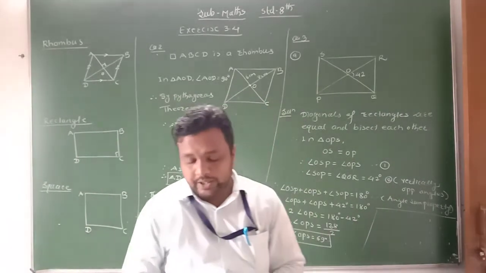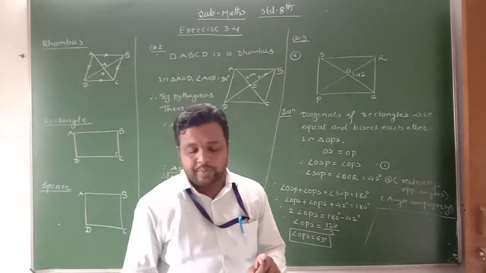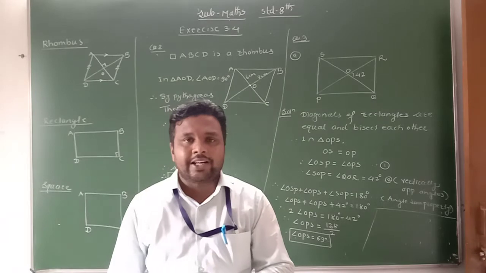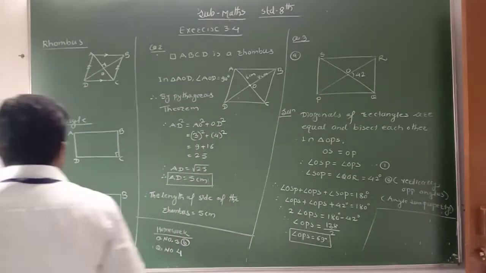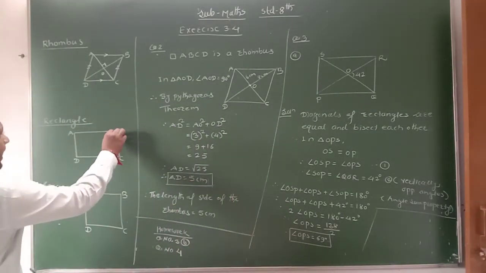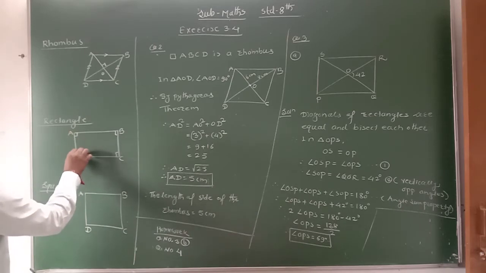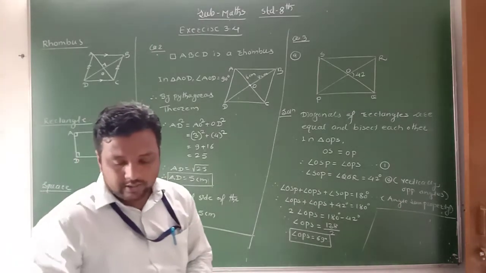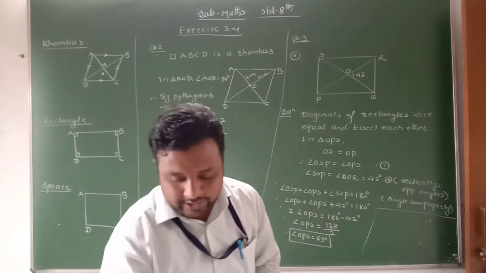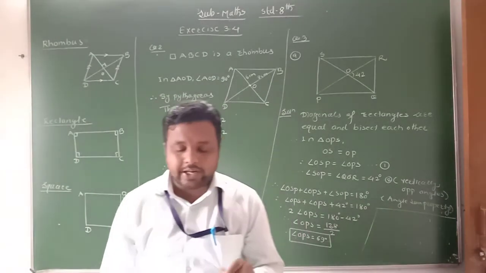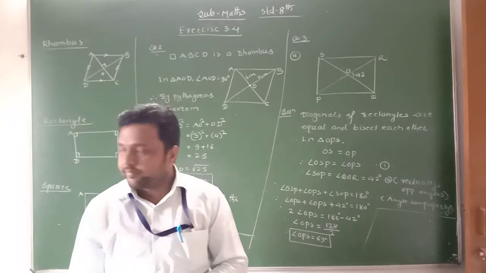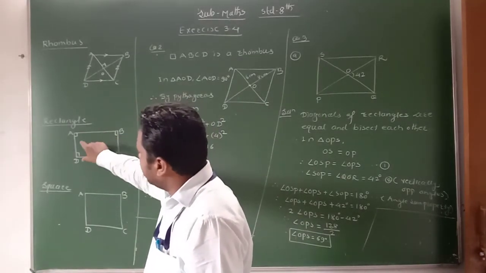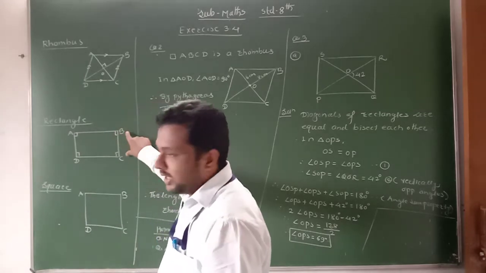Now see the properties of rectangle. First property, all interior angles of rectangle are right angle. All the angles in rectangle, angle A, angle B, angle C and angle D are 90 degree. Then next property of rectangle is opposite sides of rectangle are equal. Now AB and CD are the opposite sides. These two sides are equal. Then AD and BC are equal.